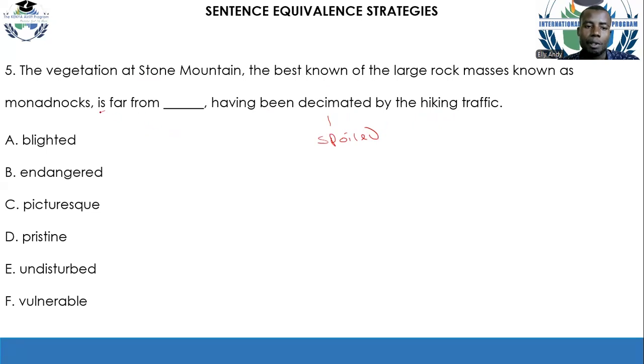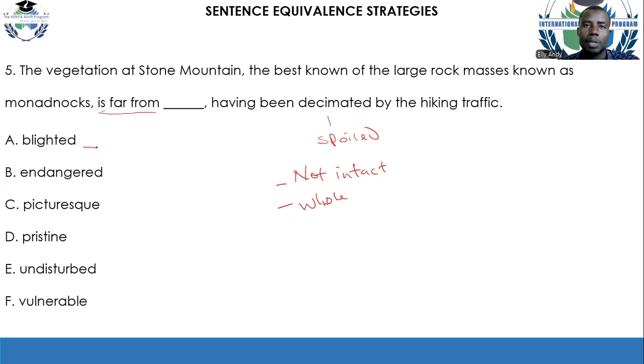It is far from something. So if it has been decimated or spoiled or destroyed, then it is far from being whole or intact. Yes, it is not intact or whole. So it has been destroyed in a way. It's far from being intact. So again, let's look at the answer choices to see what we have.